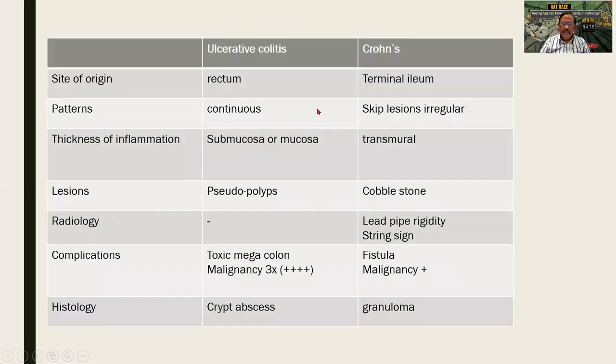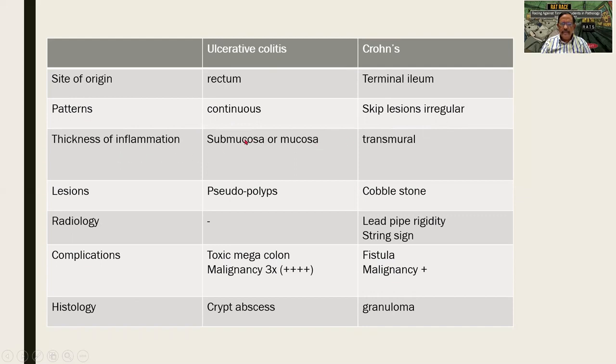As I mentioned earlier, there are two types of inflammatory bowel disease, ulcerative colitis and Crohn's disease. Let us try to recollect what is there in this slide. The site of origin, these are the subheadings. Always we should be recollecting the subheadings. Site of origin: in ulcerative colitis it is the rectum, and in Crohn's it is the terminal ileum. Pattern: it is continuous in ulcerative colitis and there are skip lesions in Crohn's.